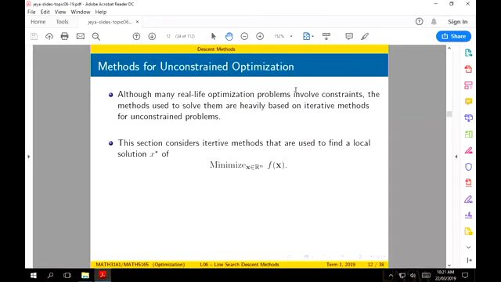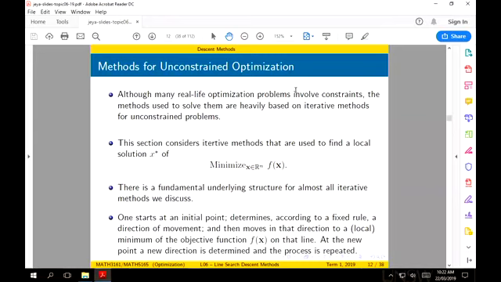In this section, we are going to look at iterative methods that are used to find the local solution of f(x). So mostly local solution. It is very hard to find the global solution in the nonlinear situation. So we will try to find iterative methods to find the local minimizer, or at least a stationary point. So here's the fundamental underlying structure for almost all iterative methods for optimization problems. Let me give you that. So what happens here, you start at one point.